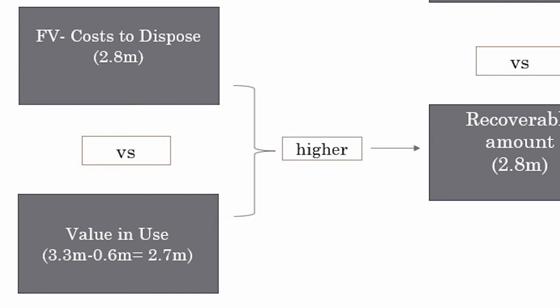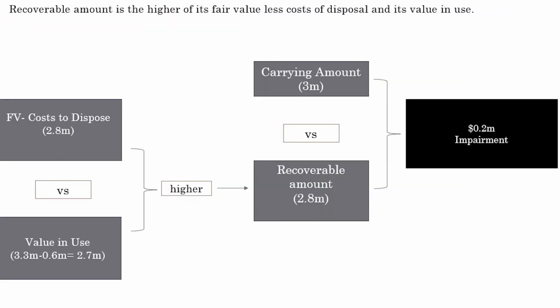Next, we have our fair value less cost of disposal, which they have directly given as 2.8 because they've said that the company has received an offer for 2.8 million from another oil company, which means that is how much it's worth in the market. So the greater of these two amounts is 2.8 million, which is 2.7 million value in use versus 2.8 million fair value less cost of disposal. So its recoverable amount will be 2.8 million.